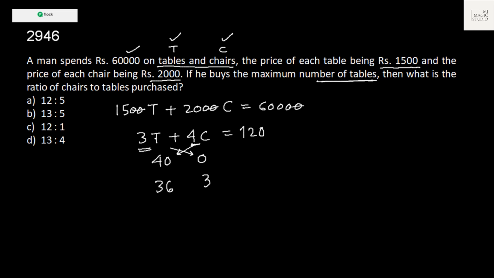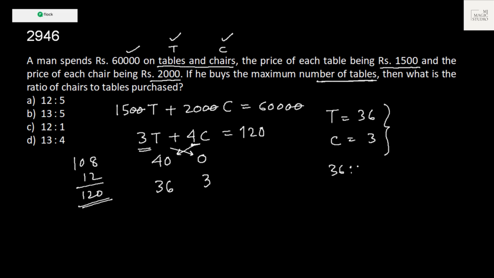Now we can see that 36 and 3 will also fit in this equation. 36 into 3 is 108 and 4 into 3 is 12, and that gives us 120. That means since the maximum number of tables is purchased, he purchased 36 tables and 3 chairs. What is the ratio of chairs to tables? Here all the ratios are given as tables to chairs. Tables to chairs ratio is 36:3, that is 12:1. That would be 12:1. Option C fits in.